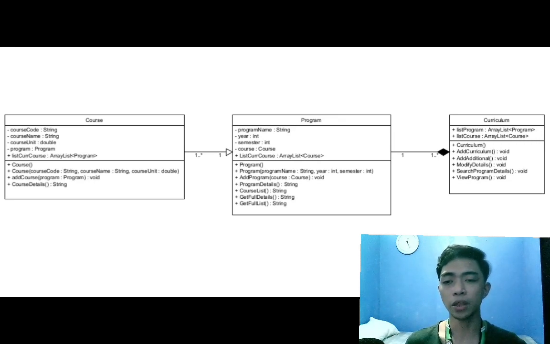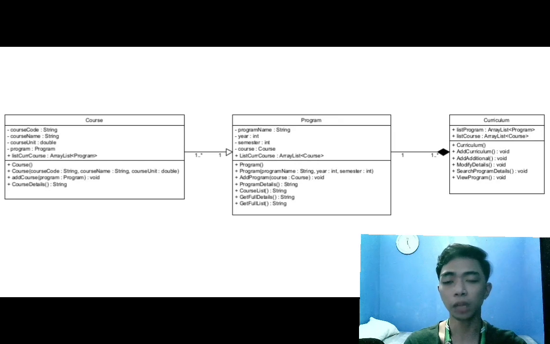Now here displayed in our UML class diagram are 3 major classes: the course, program, and curriculum class. Our program is a composition type of class association since it is a strong association with whole-part relationship. In other words, if one object is destroyed or missing, the whole program cannot continue.